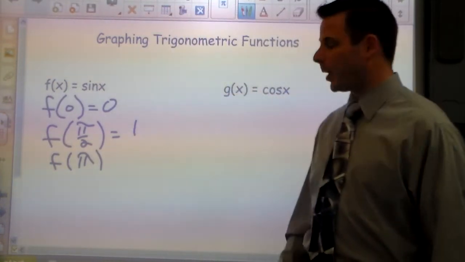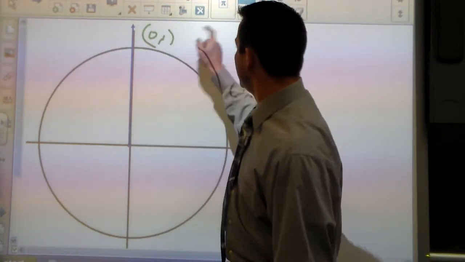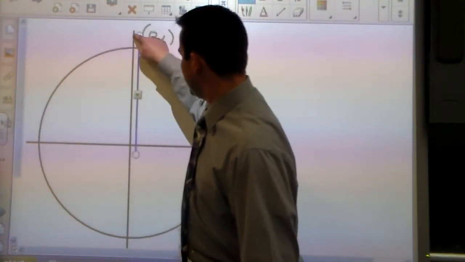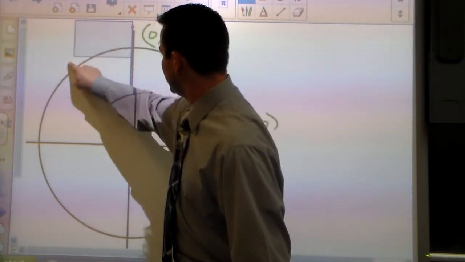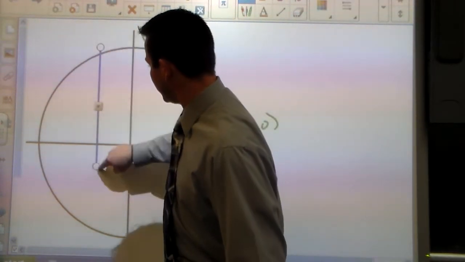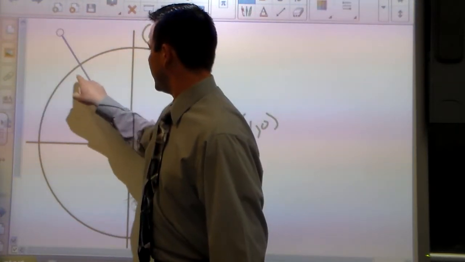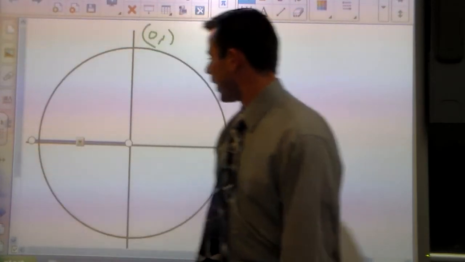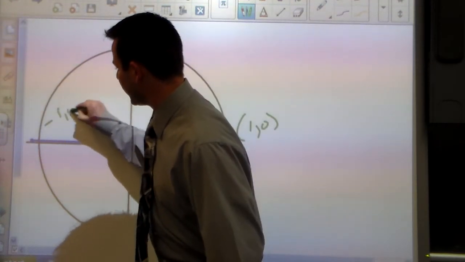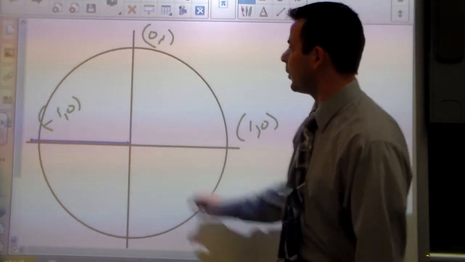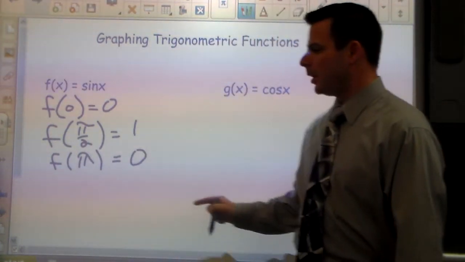180 degrees in radian measure is pi. F of pi is, let's go back to the unit circle. Here's pi. That's not rotating the way I want it to, so hold on one second. And here is pi radians, which is 180 degrees. The ordered pair there is -1, 0, and the y value there is 0. So f of pi is 0.